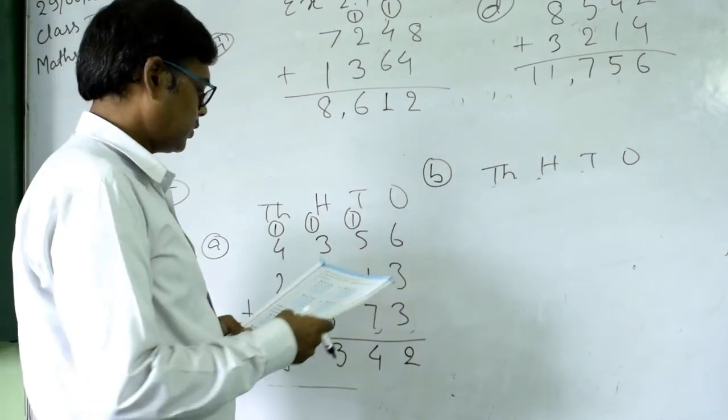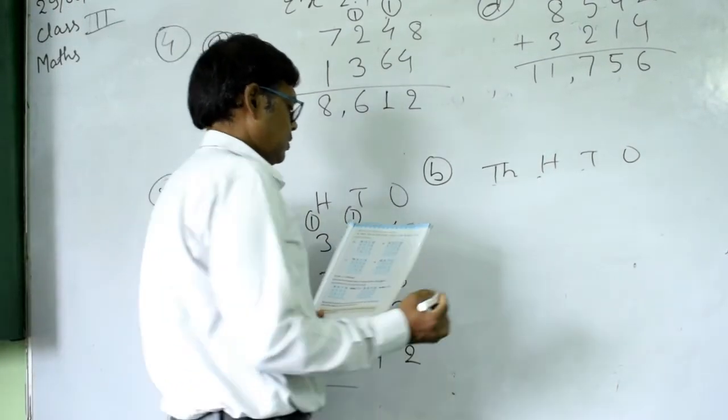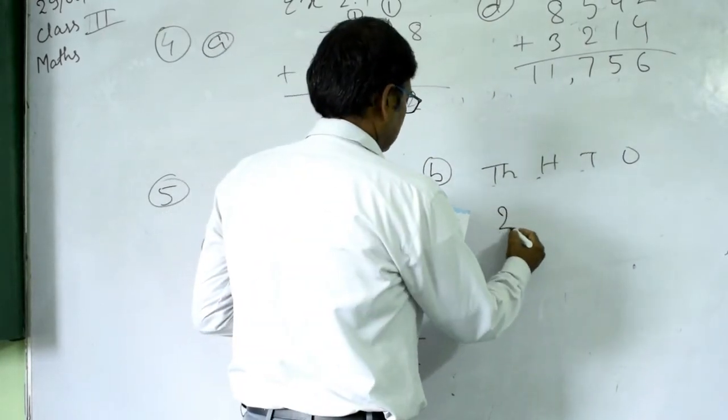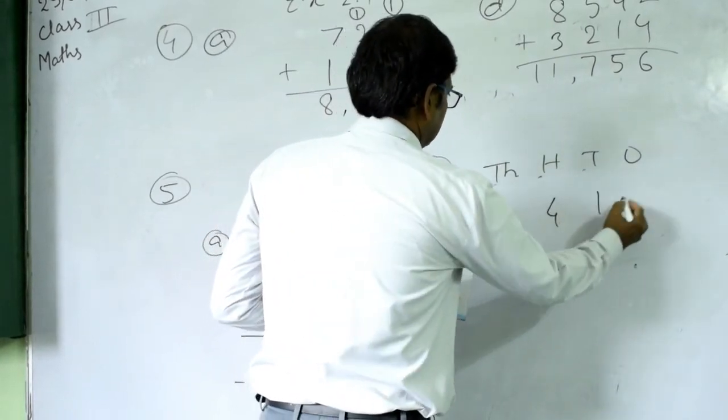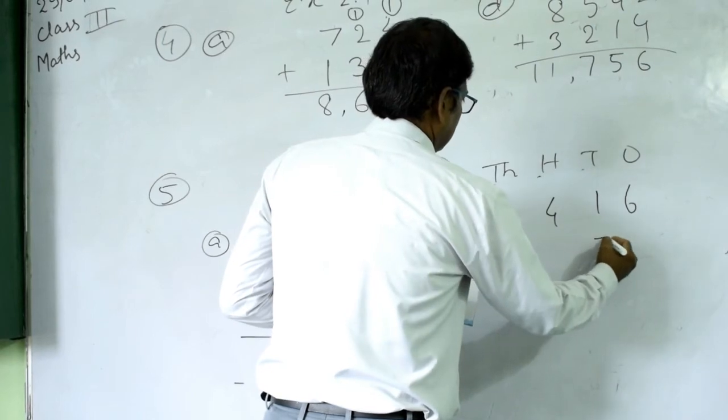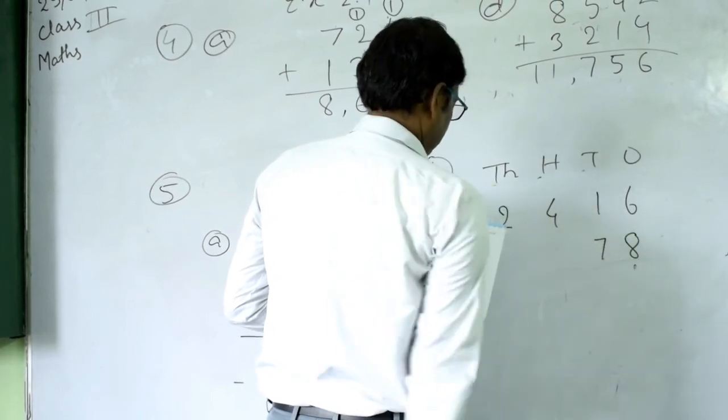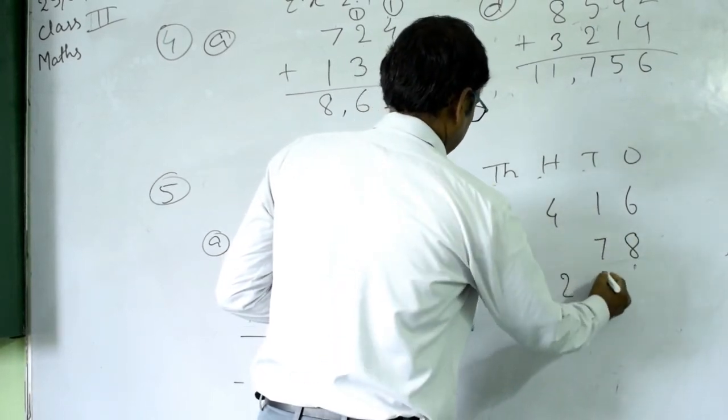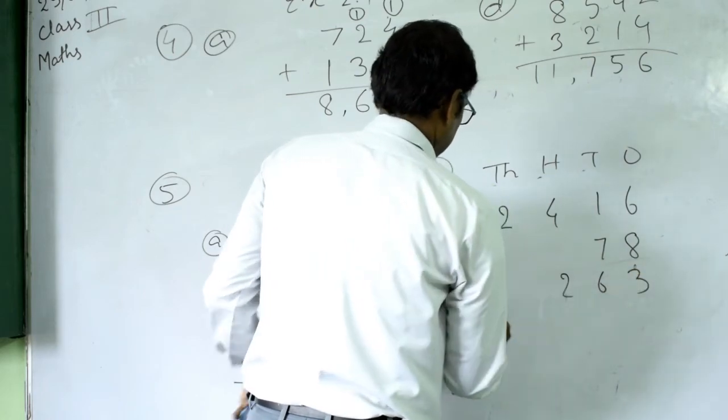Okay, now question number B. Here the number is 2,416 and other number is 78, and the third number is 263.